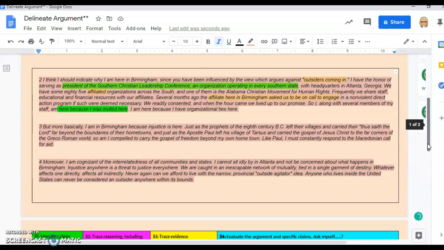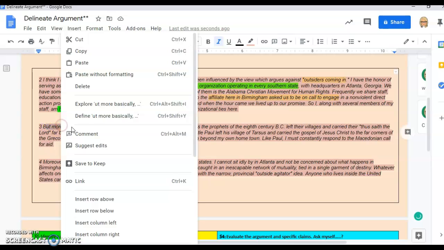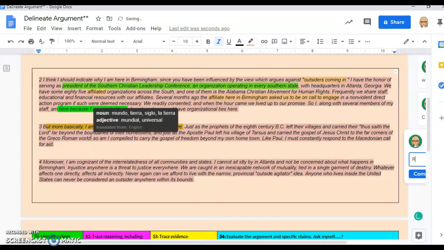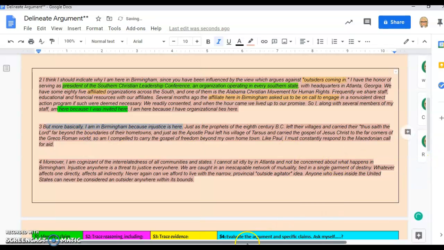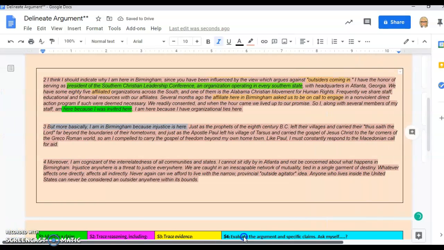All right, so starting on paragraph 3. "But more basically, I'm in Birmingham because injustice is here." That sounds like a pretty good reasoning. Let's go ahead and comment on this and put an R for reasoning. And we'll come back to that in just a minute.